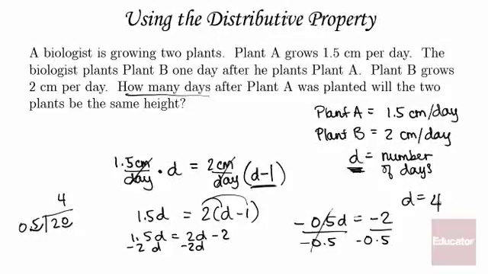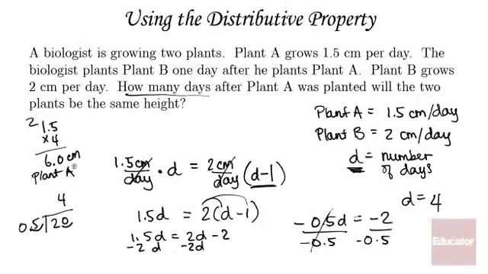Let's check it. Let's see if they'll have the same height. 1.5 for plant A times 4. 5 times 4 is 20. 4, 5, 6, and 1 decimal place. So it'll be up to 6 centimeters, plant A.